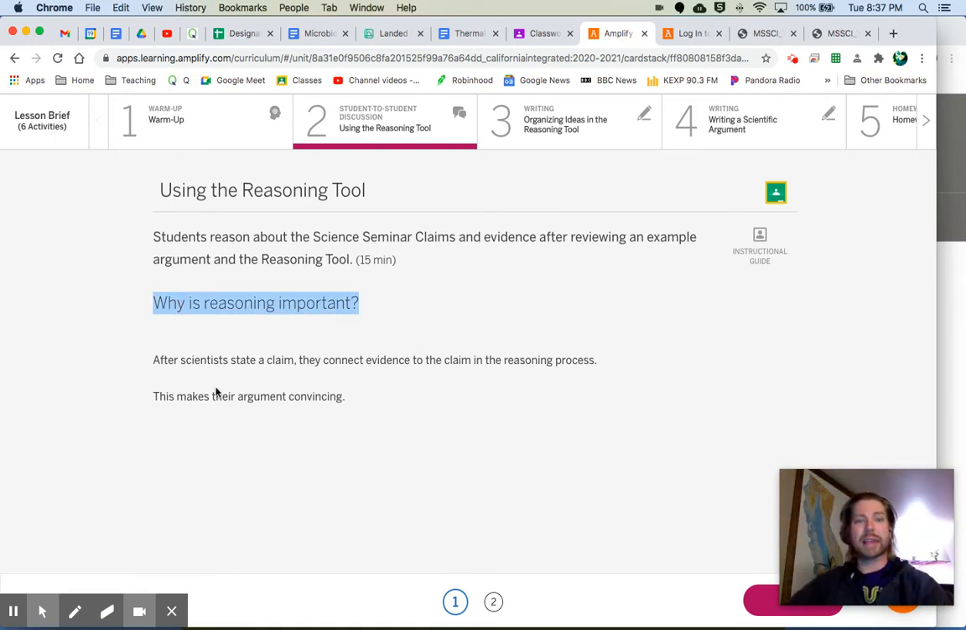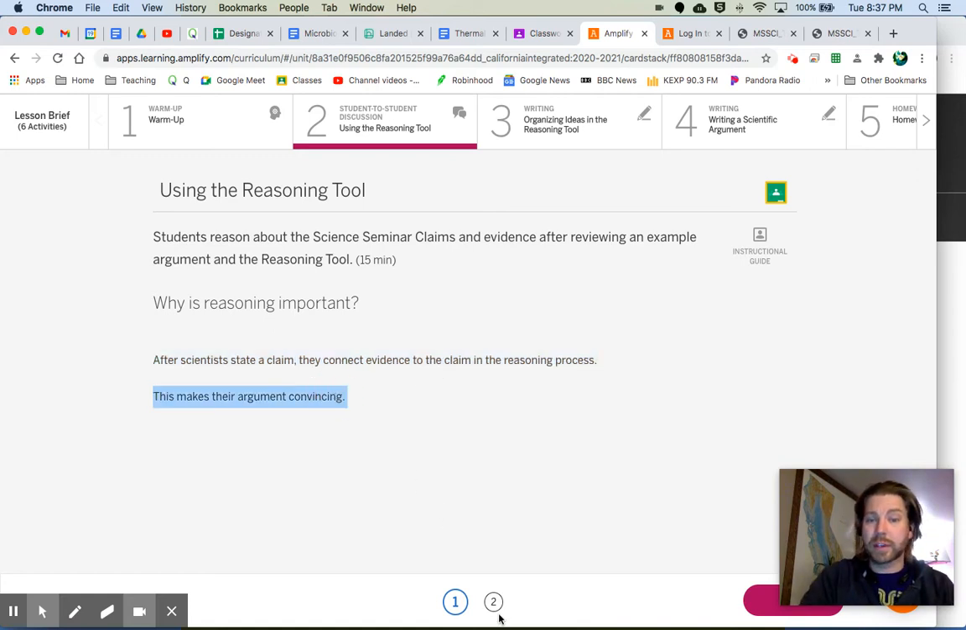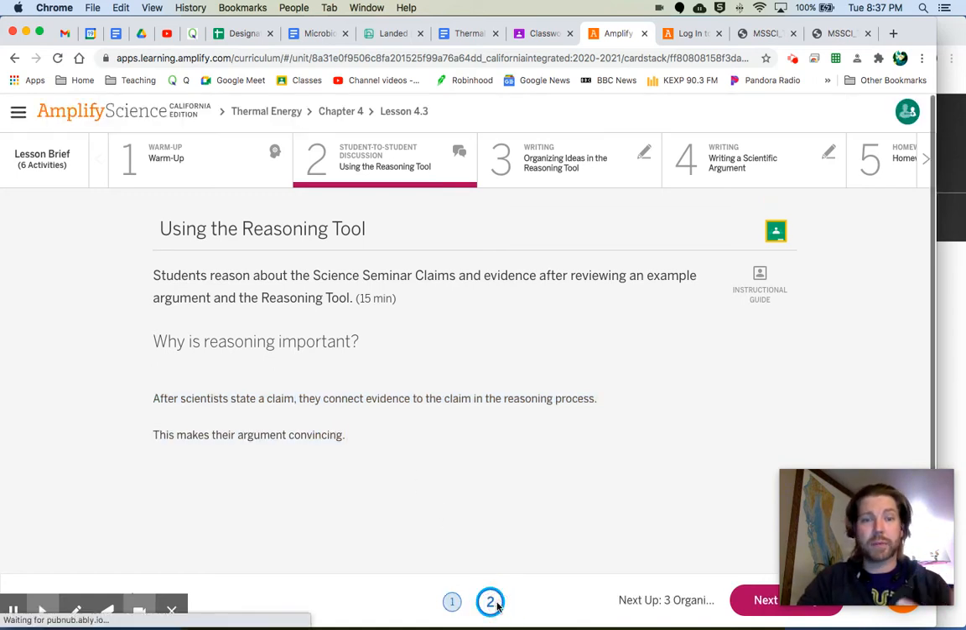After scientists state a claim, they connect evidence to the claim in the reasoning process. So a lot of people are good at having a claim, right? I think this. A lot of people are good at finding evidence for their claim. But sometimes it's hard to make that connection from the evidence to the claim. How does the evidence actually back up the claim? A lot of people leave that out. So having the reasoning, though, makes the argument more convincing. That's why we're practicing with this.